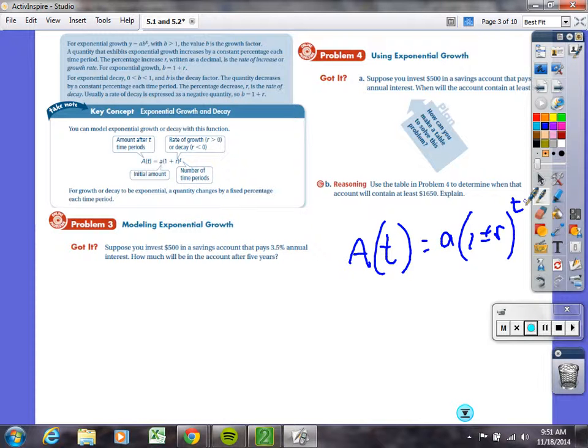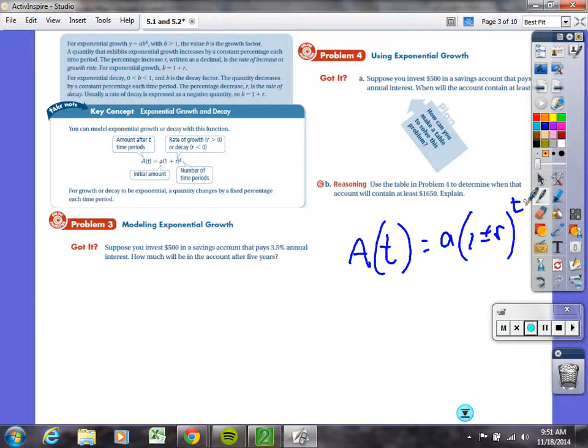Price of a car, right? That depreciates exponentially. So it depreciates like at a 4% rate. You just go 1 minus 0.04. Does that make sense? You can find out what its value is. Everybody with me on that?